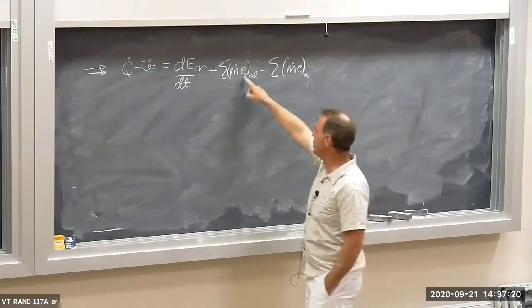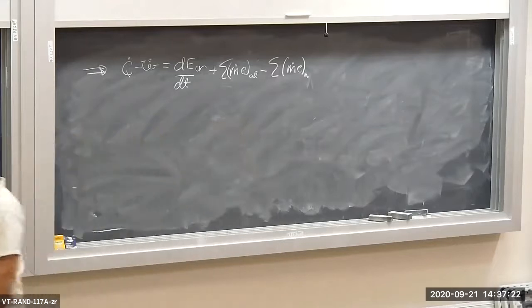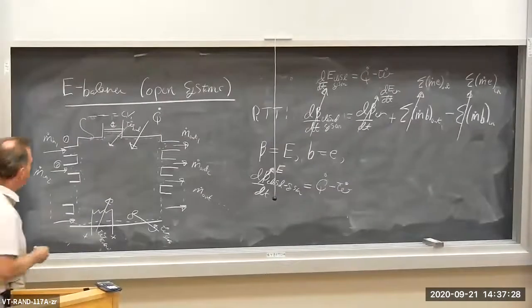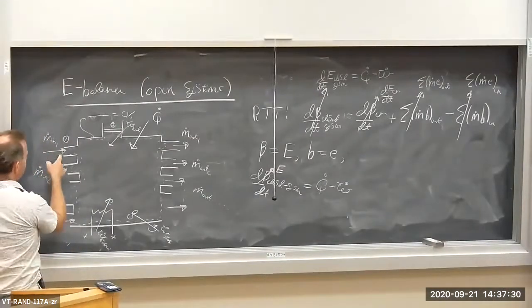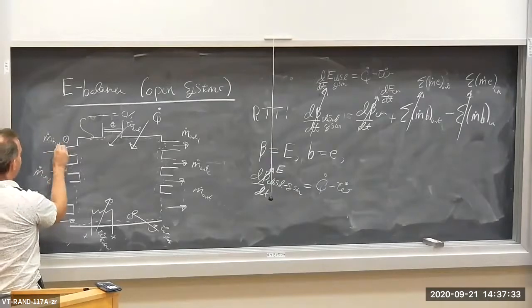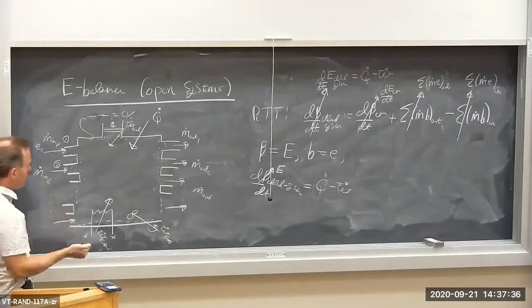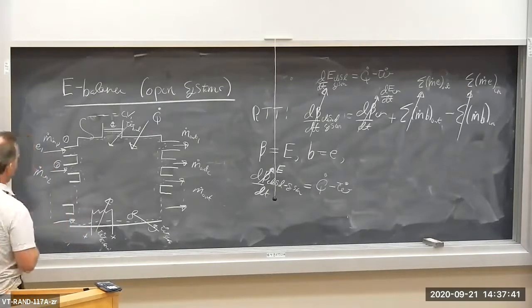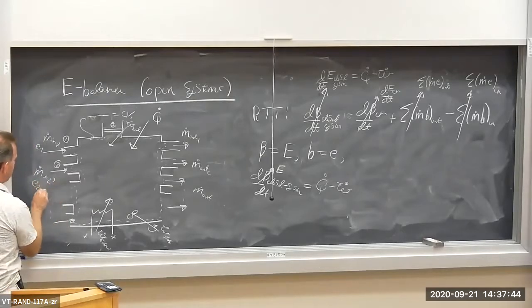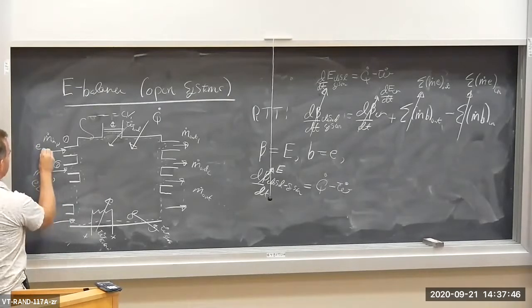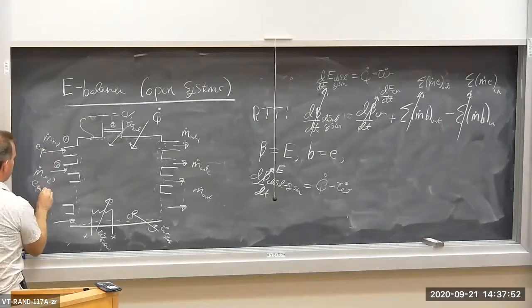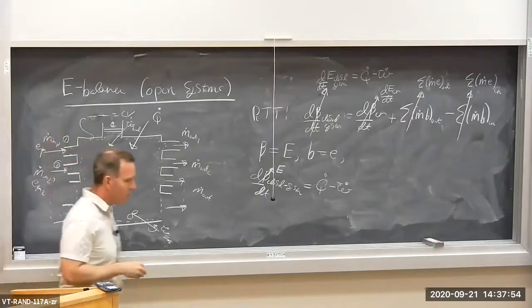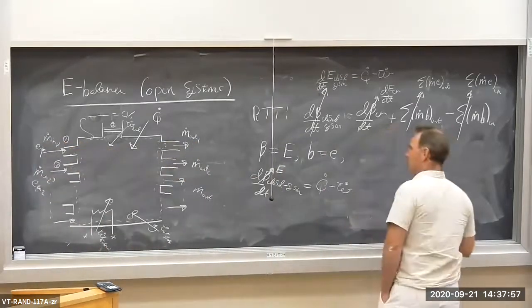These energies here, these lowercase e's, are the specific total energies at the various inlets and outlets. If you look over here at inlet number 1, there's an e1, a specific internal energy, kinetic and potential energy of inlet flow number 1. There's an e2 here, I guess I'm calling it en1 and an en2. So there are specific energies associated with all these flows across my system boundary.